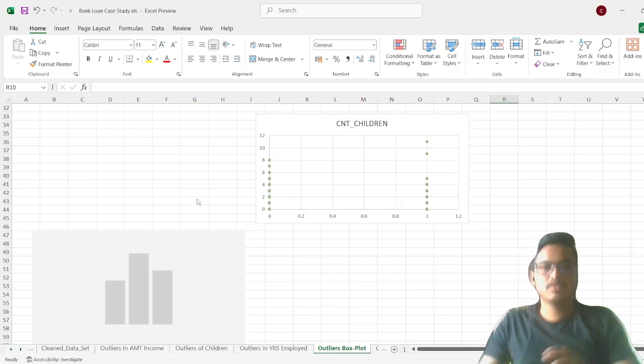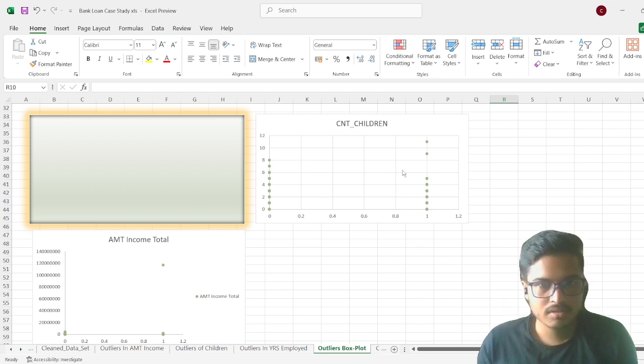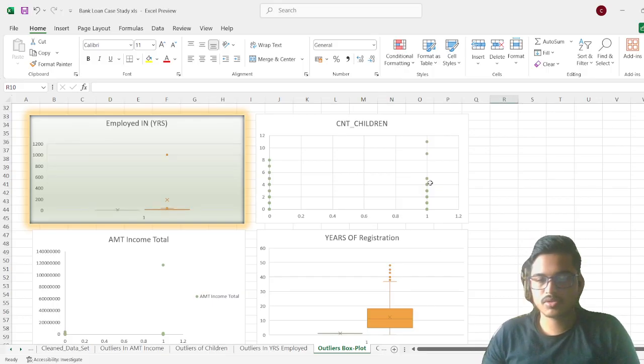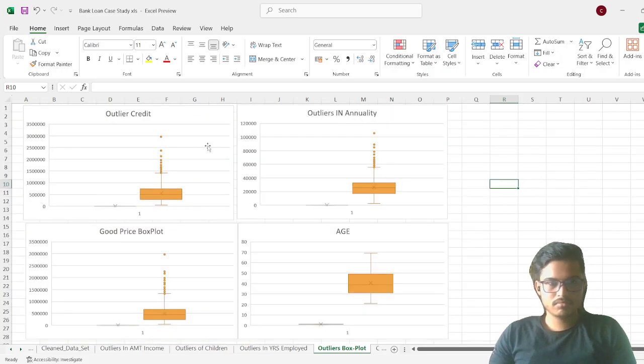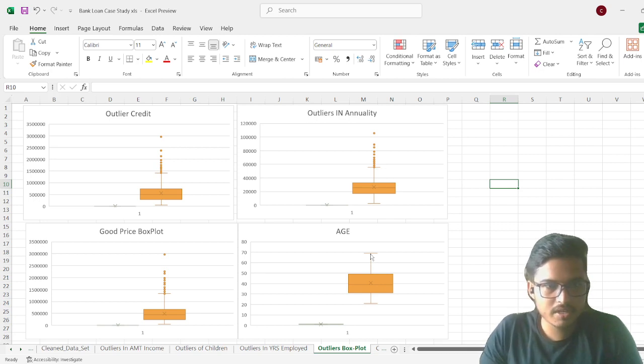Okay, so this is the dashboard explaining. We can interact with this to find what is the count of children, what is the income total. It's still loading. Okay, no issue. Oh, the outlier in the credit. Good question. We can say that A's do not have any outliers. It is 69, and that is possible.